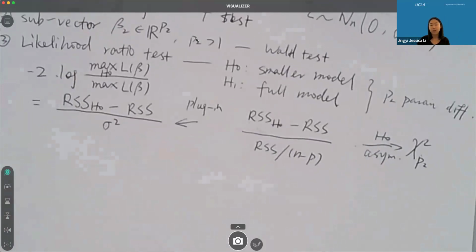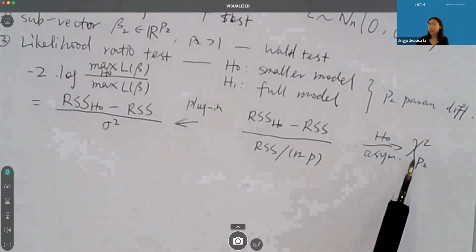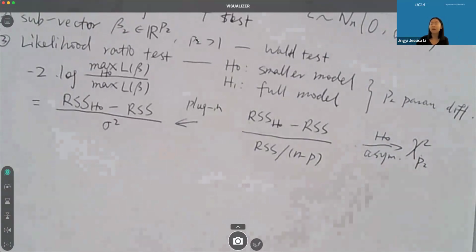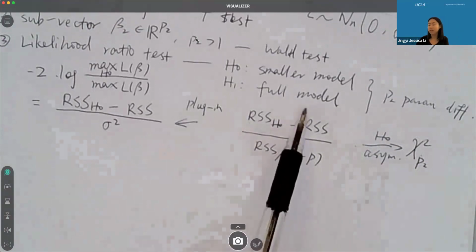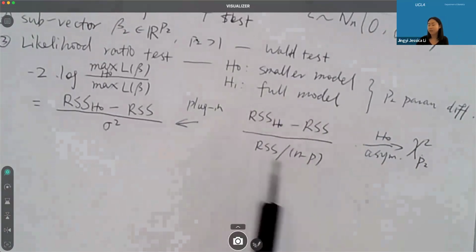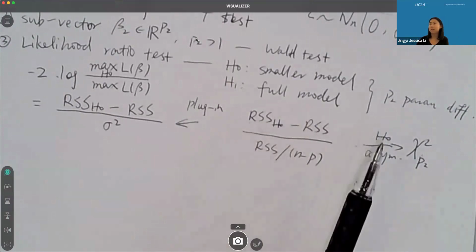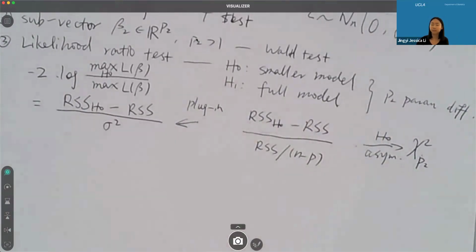And this result was very useful in the old days because people can make up a table for chi-square distribution for each degree of freedom. And we just look up the table and find the corresponding tail probability for this test statistic. And that will give us a p-value.